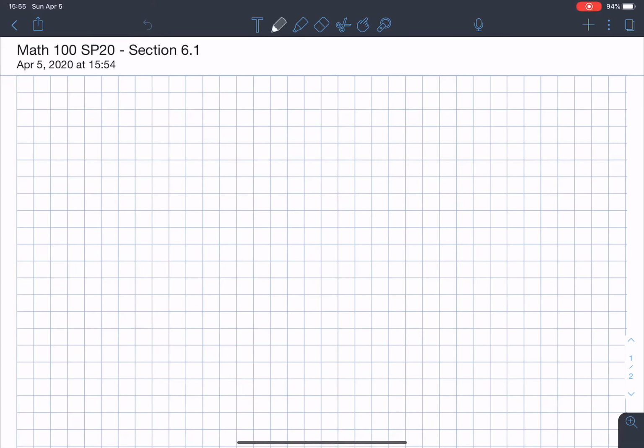Okay, so welcome to 6.1, which is growth models. Growth models. Okay, so definition.